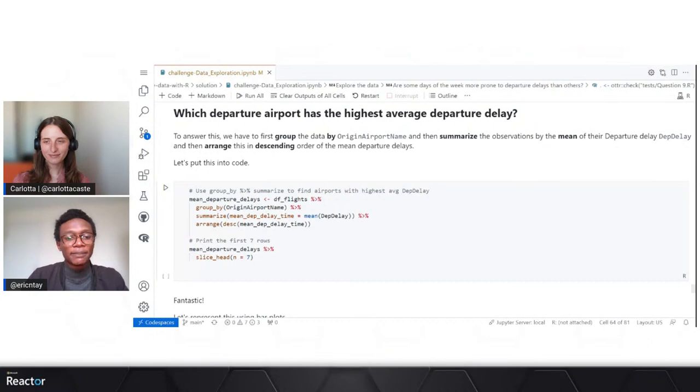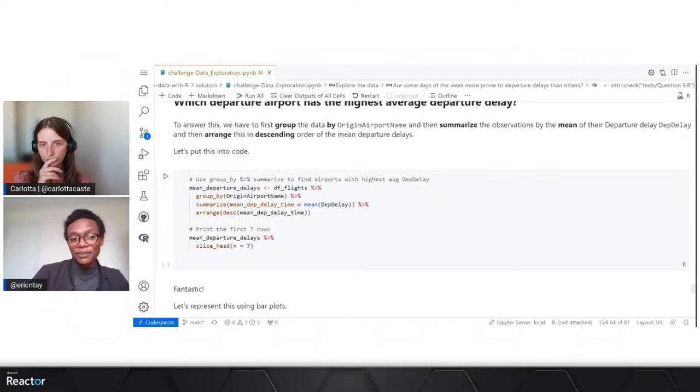Yes, Carlotta, you're perfectly right. In this new question again, we want to see which departure airports have the highest average delays. This would be a really interesting question: which airports are lagging, and why are flights from this airport having departure or arrival delays? So we'll use one new verb, group by, which is mostly used in conjunction with summarize. So what does group by allow you to do?